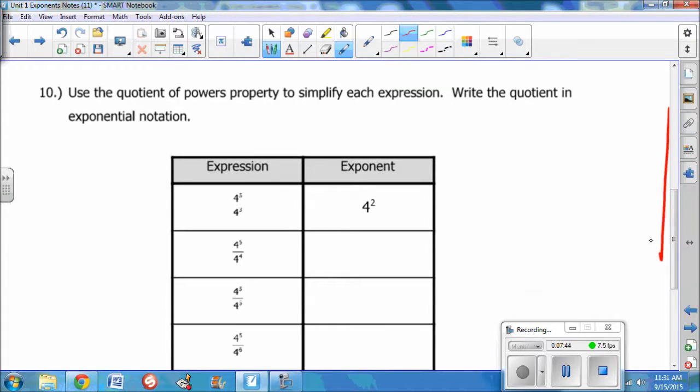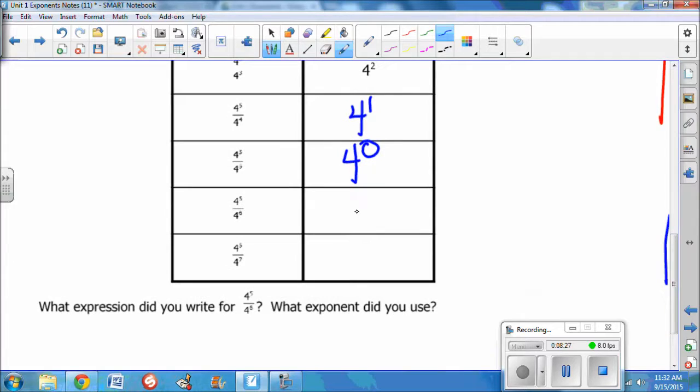Using the quotient of powers property to simplify each expression, write the quotient in exponential notation. All right, so we're doing the same thing like we did on the front. So we've got another little chart. We've got division. So ask yourself, what's your base? 4. Divide means to subtract the exponents. So 5 minus 4 is 1. Next one in the chart, 4 to the 5th divided by 4 to the 5th. This should look kind of familiar. What's your base? 4. 5 minus 5 is 0, right? Ask yourself, what does 4 to the 0 power equal? We just learned it. It's equal to 1.